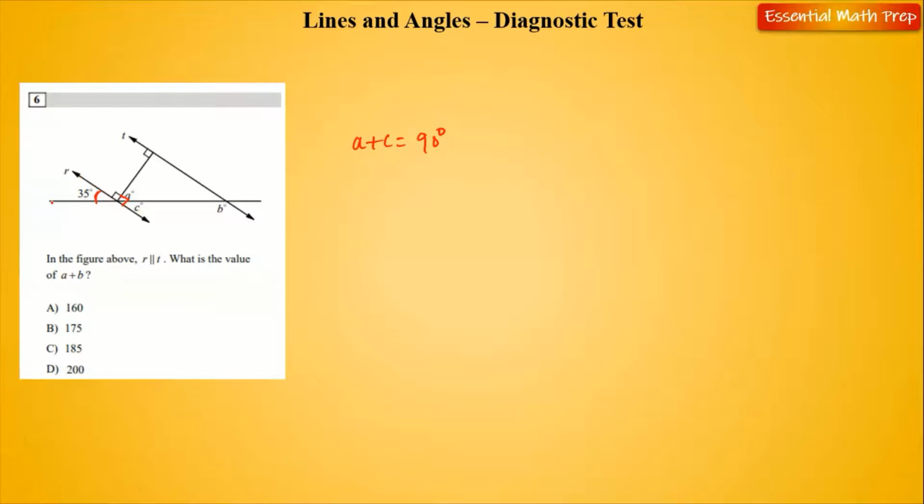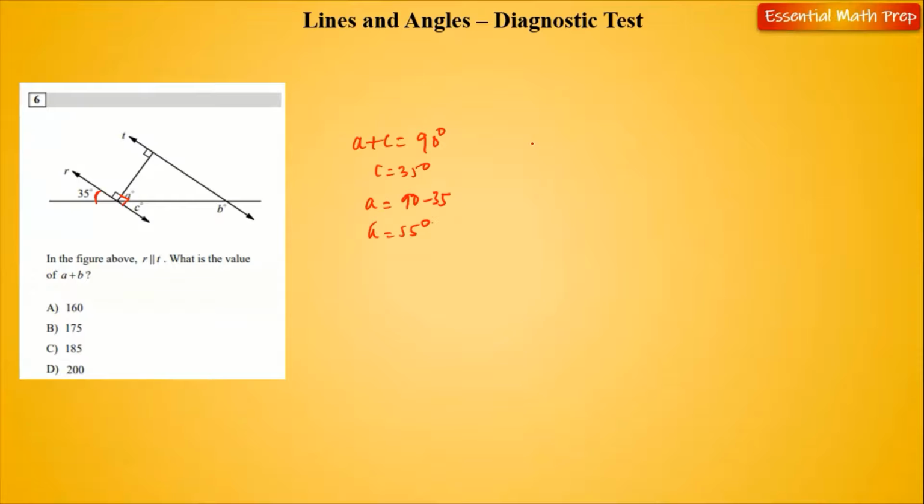Because this line is bisecting this line right here, C should be equal to 35 degrees. So A should be 90 minus 35. I believe that is 55. So A is 55 degrees, right? And C is 35 degrees.